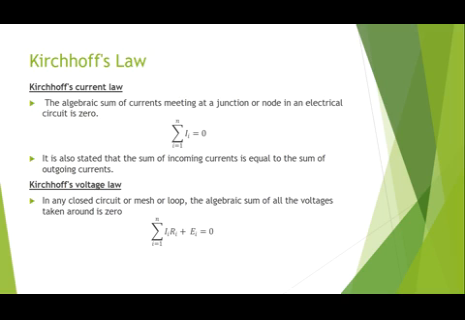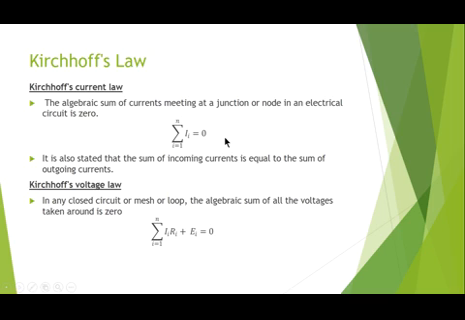In the name itself, it shows current. So the sum of all currents meeting at a junction or node in an electrical circuit is 0. And another way we can say the sum of incoming current is equal to the sum of outgoing current. So the formula says summation of I suffix i, i equals 1 to n, is equal to 0. That is Kirchhoff's current law.